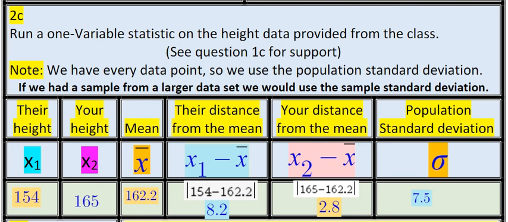Okay, so we're going to take a minute and revisit question 2C. Run a one variable statistic on the height data provided from class. We did that during class. When we ran that one variable statistic, we found out that the mean, the average, x bar, is 162.2. We also found out that the population standard deviation is 7.5. At this point, we go to the TI-Nspire graphing calculator.